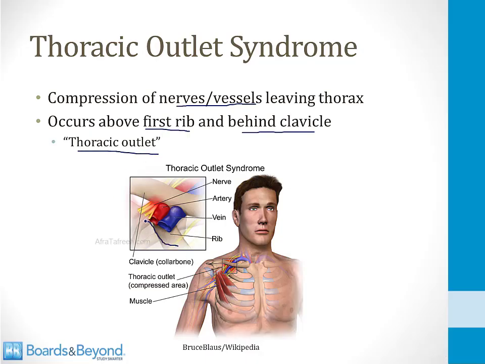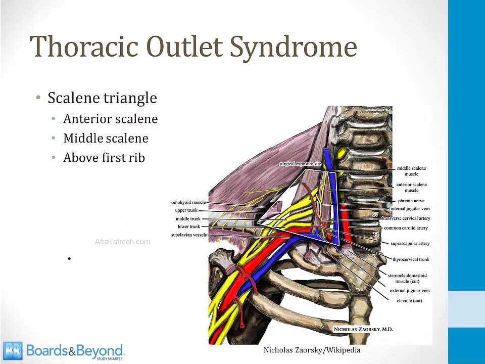So we've got a rib here at the bottom, we've got the clavicle right here, and between those two bones, we've got a number of nerves as well as arteries and veins, and if they become compressed, that can lead to the thoracic outlet syndrome. The anatomic location where these nerves and blood vessels become compressed is called the scalene triangle.